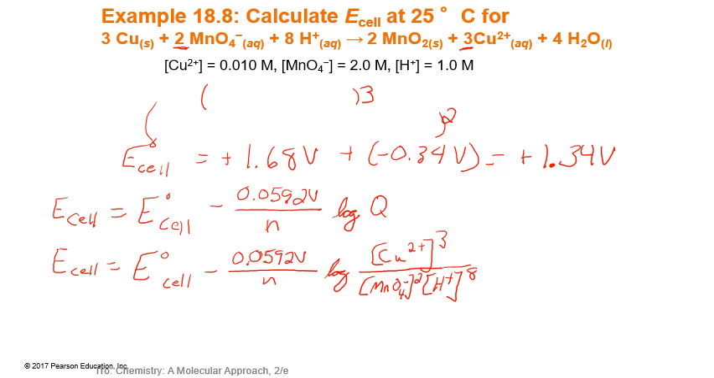And so we can substitute our values in. Our standard cell potential, that's the positive 1.34 volts, minus 0.0592 volts divided by the number of electrons transferred. Remember, we had to multiply, so we have 6 electrons transferred in this reaction.